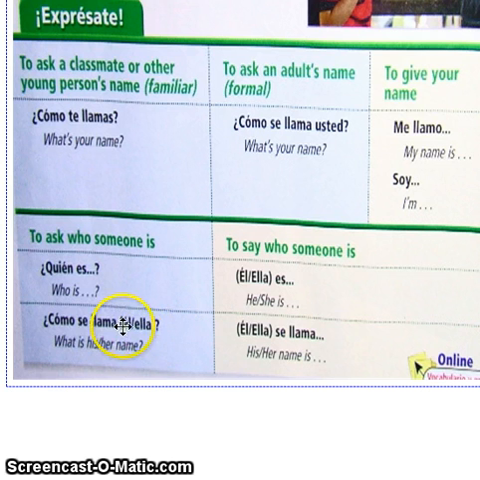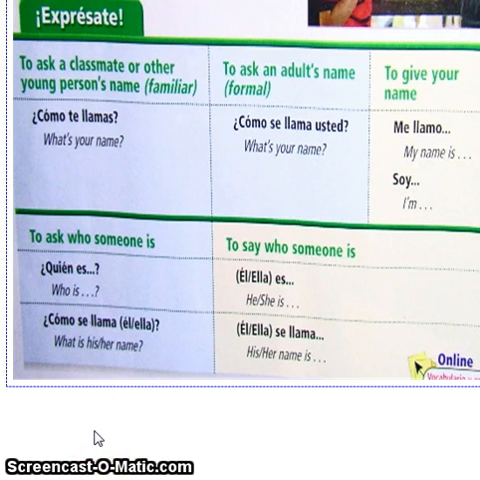Another way to ask who someone is, just like in English, we say who is she or he, before we asked what is his or her name. So I say, ¿Quién es él? Él es Roberto. So who is he? He is Roberto. ¿Quién es ella? Ella es María. Who is she? She is Maria.